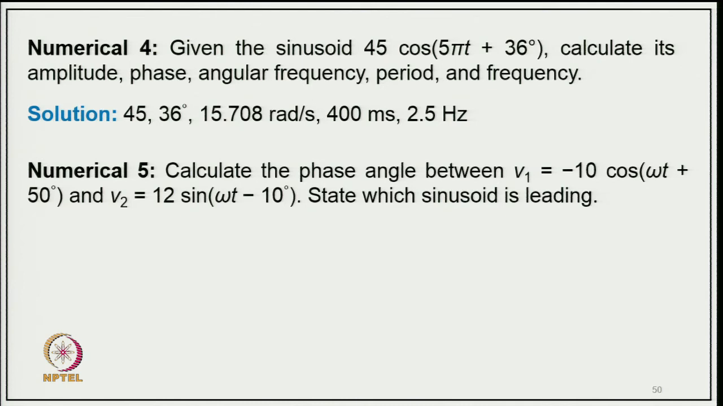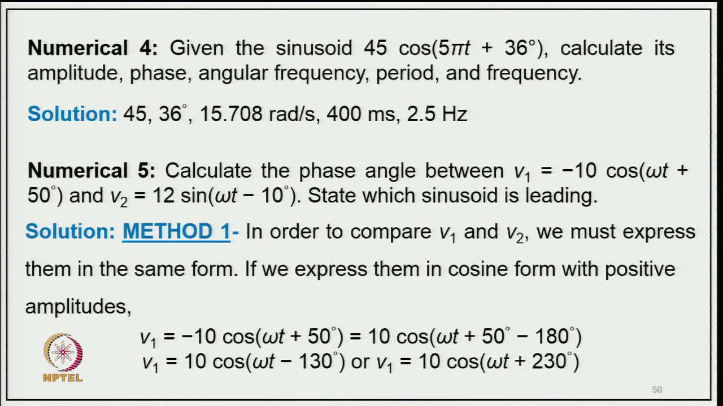Now calculate the phase between v1 equal to 10 cos(omega t plus 50) and v2 equal to 12 sin(omega t minus 10). So, state which sinusoid is leading. So, solution, method 1: in order to compare v1 and v2 we must express them in the same form. So, if we express in the cosine form, then v1 will equal minus 10 cos(omega t plus 50) equal to 10 cos(omega t plus 50 minus 180 degrees), that is v1 equal to 10 cos(omega t minus 130), or v1 equal to 10 cos(omega t plus 230).